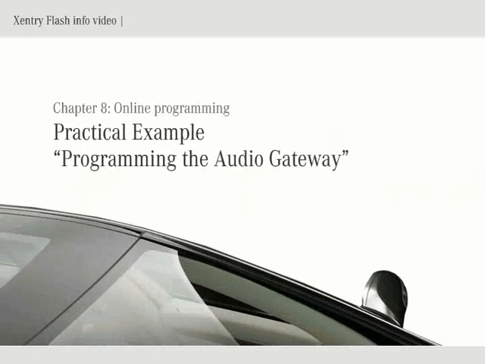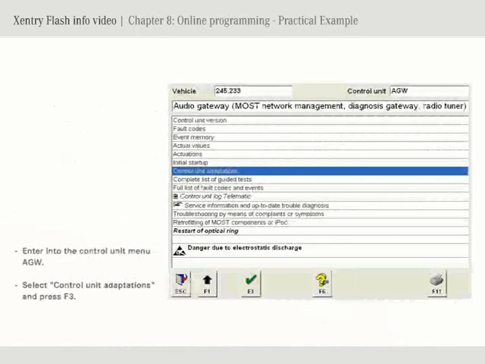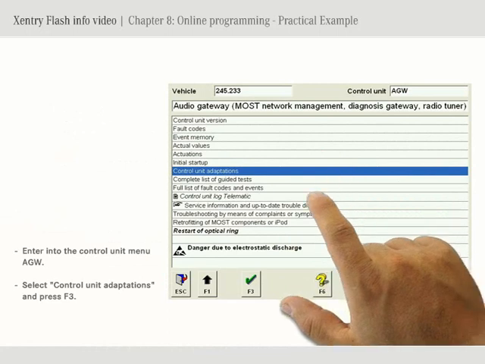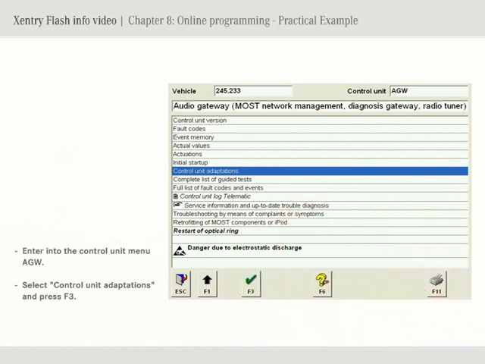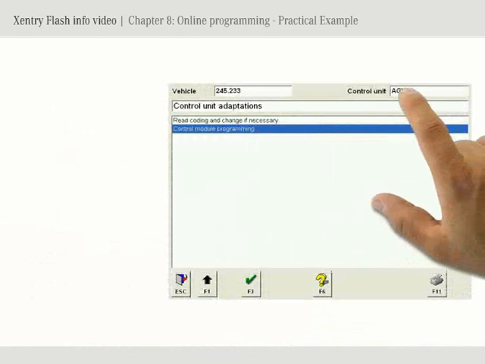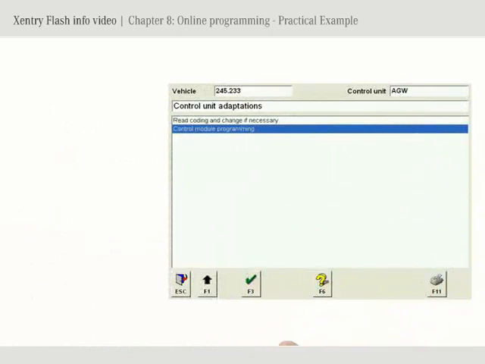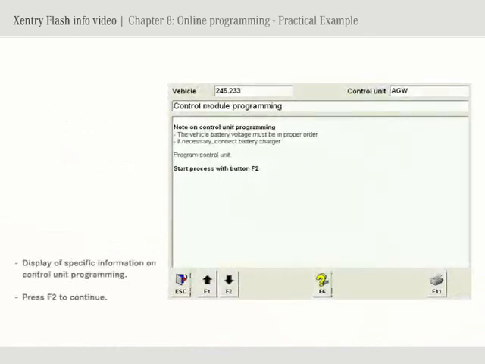In this chapter you will find out how the programming of the audio gateway is performed. Enter into the Control Unit menu AGW and select Control Unit Adaptations. Next, press the F3 key. Please observe the specific information on control unit programming. Press the F2 key to start programming.